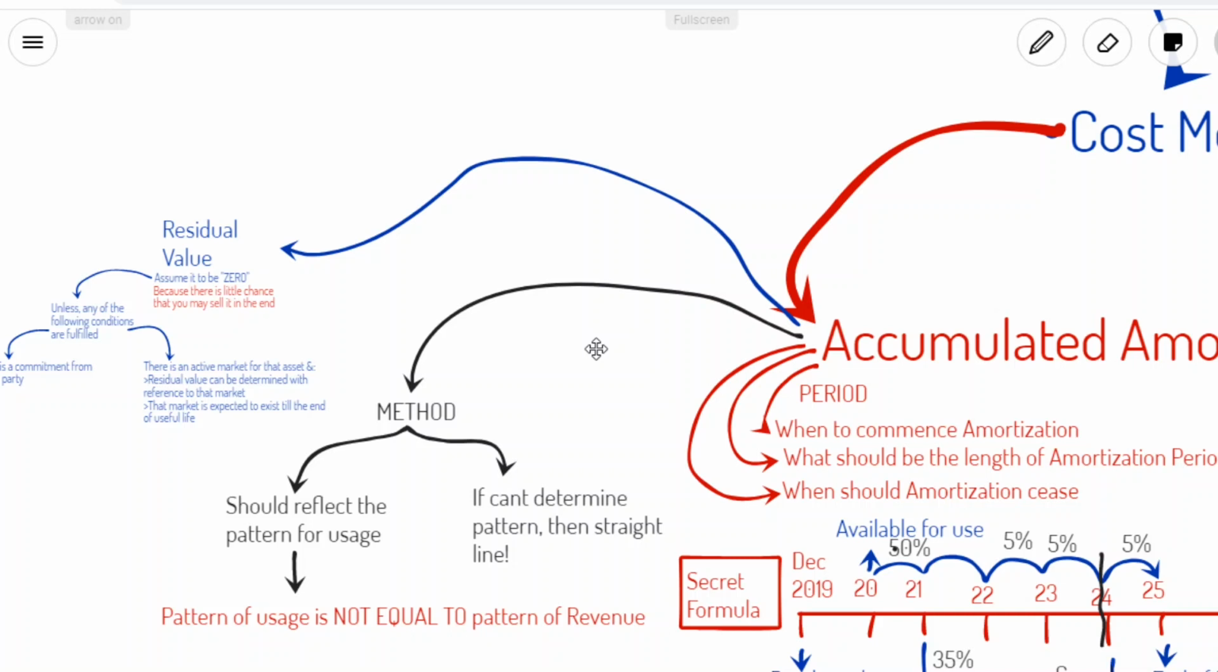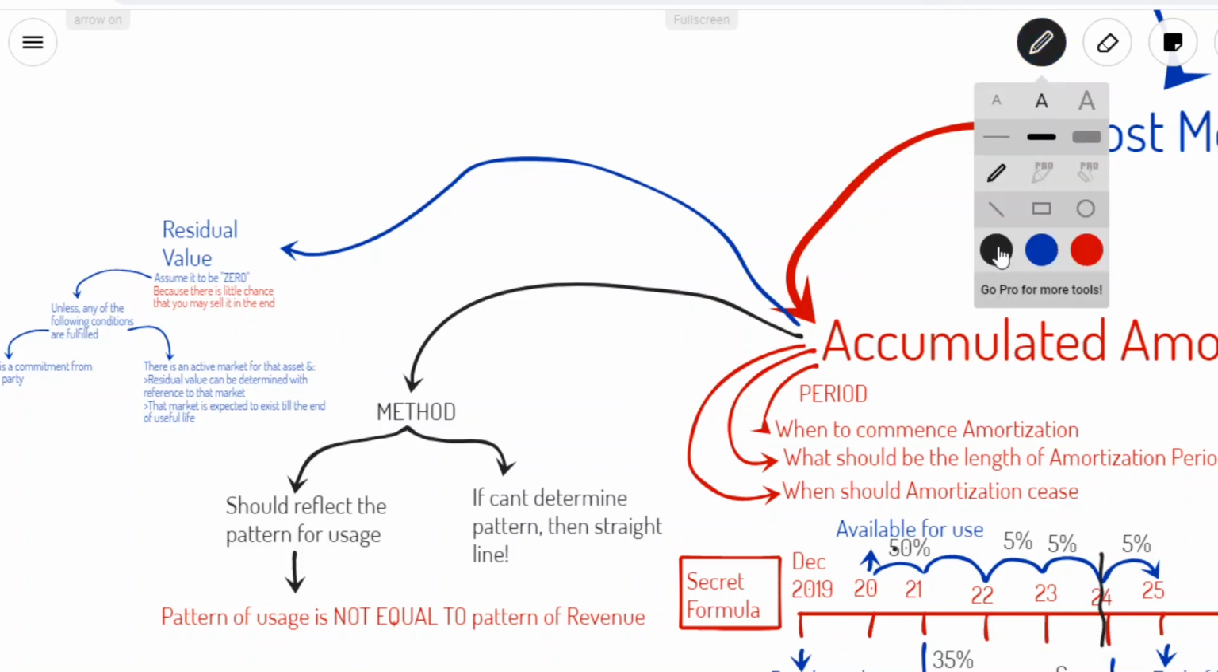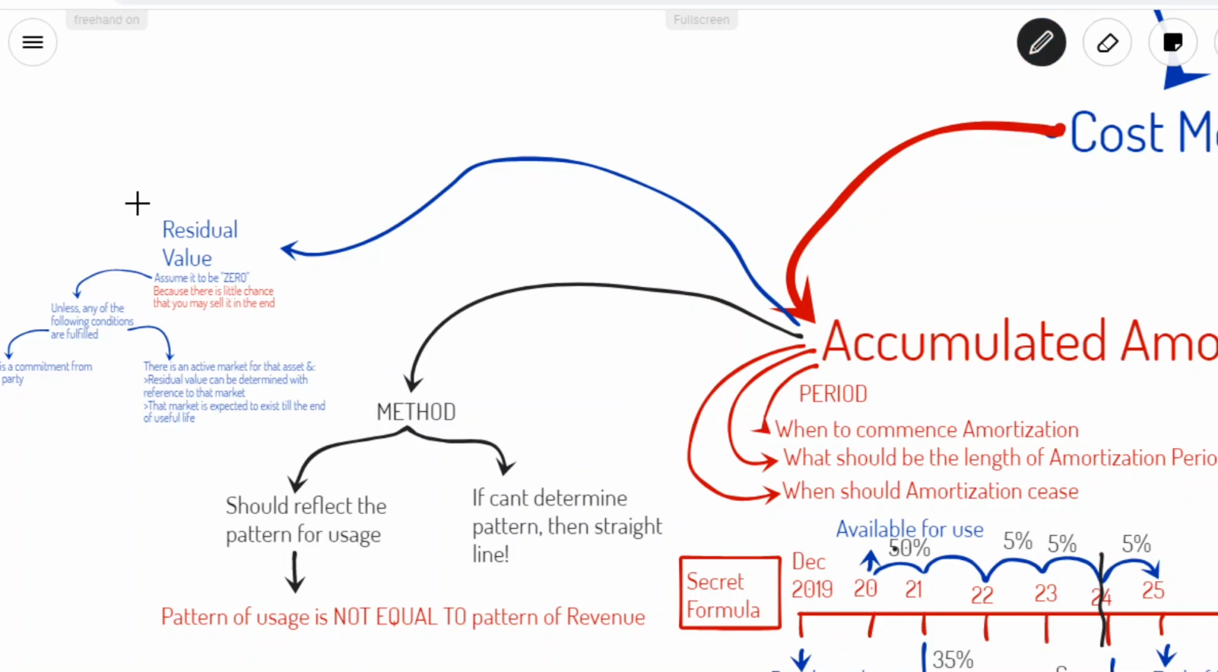Now, because intangible assets are slightly more volatile and their lives and patterns are slightly more ambiguous than tangible assets, the standard requires us to review the amortization period every year and review the amortization method every year and review the residual value every year.